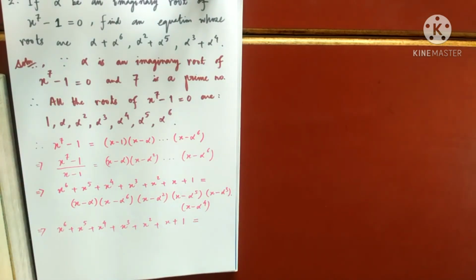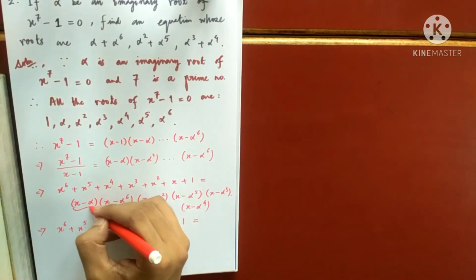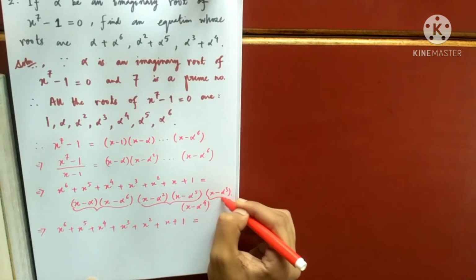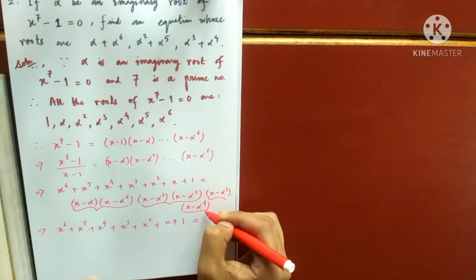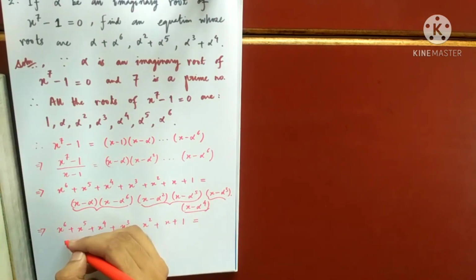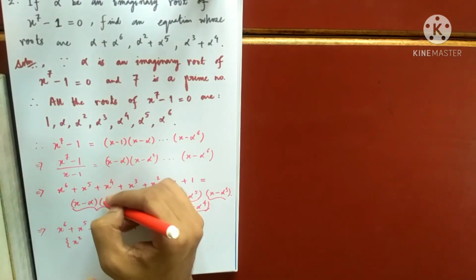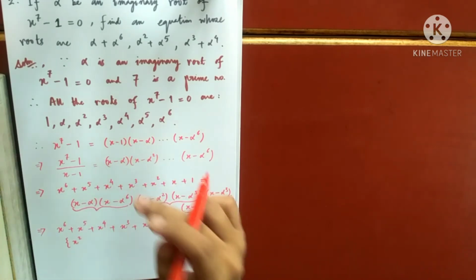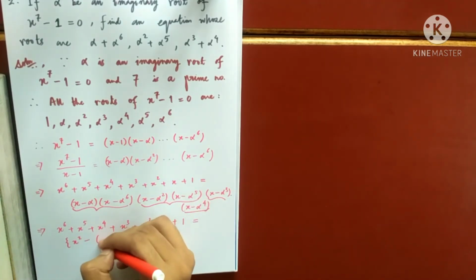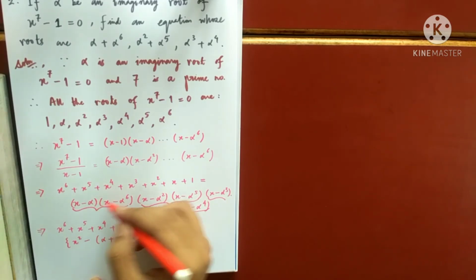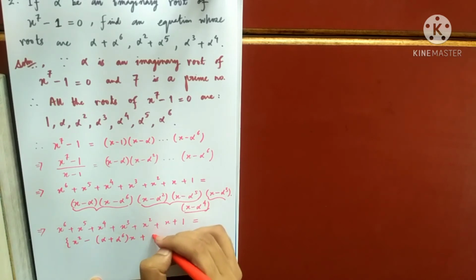So multiply. You multiply these pairs. You multiply this with this, this with this, and this with this. Okay, so let's multiply. If I multiply them, what will I get here? x square. So x into x, x square. Then minus alpha x minus alpha to the power 6 x. That means minus alpha plus alpha to the power 6 x and plus alpha to the power 7.